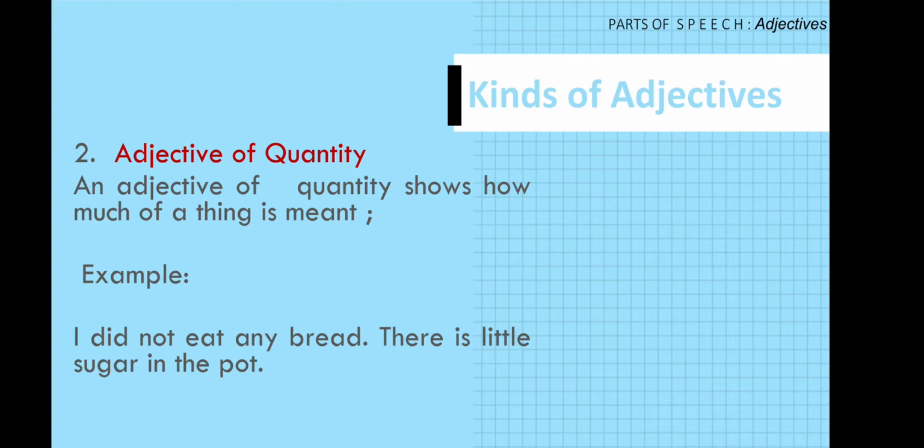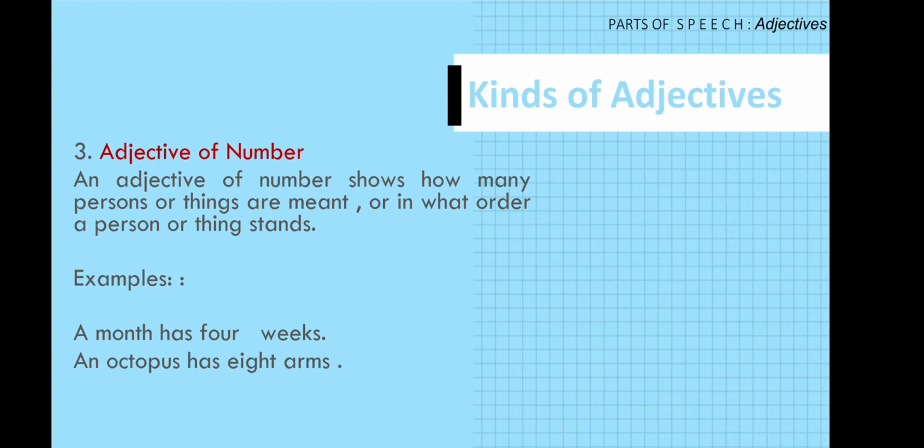Okay? So let us try to combine it with adjective of number. So what is number, miss? An adjective of number shows how many persons or things are meant, or in what order a person or thing stands. For example, a month has 4 weeks. An octopus has 8 arms. So we have here countable adjectives of number. It tells us how many or how much, and they are usually followed by a noun.